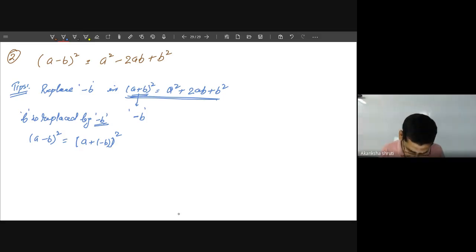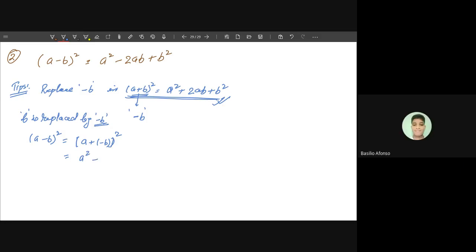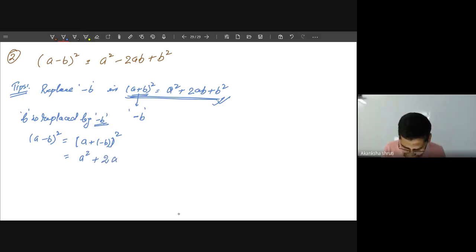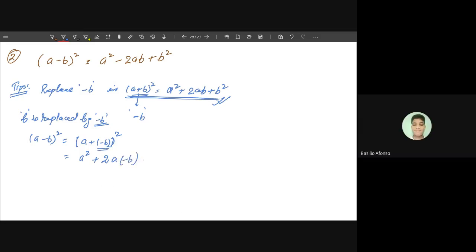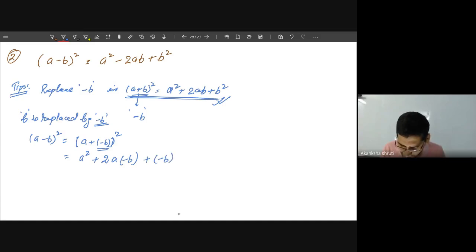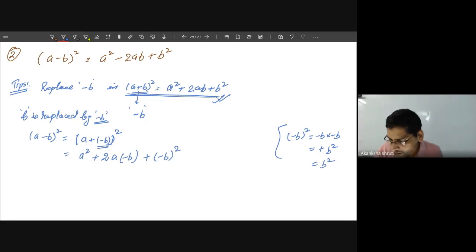Students, now what you have to do is apply the identity for the positive sign here. So it is a square plus twice of a, but in place of b we are going to substitute minus b, plus (minus b) square. In place of b, we have used minus b only. Now recall, (minus b) square means minus b into minus b. Minus minus changes into plus, and it becomes b square.